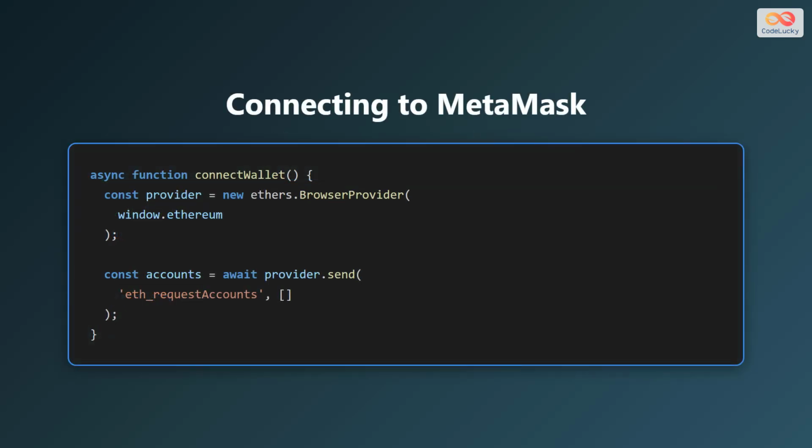Connecting to a user's wallet is the first step in any DApp interaction. Here's how to connect to MetaMask, the most widely used browser wallet. Create an async function called connectWallet. Inside, instantiate a new ethers.BrowserProvider, passing in window.ethereum, which is the MetaMask provider injected into the browser. Then, request account access by calling provider.send with the method eth_requestAccounts and an empty array as parameters. This will prompt the user to approve the connection, and upon approval, you'll receive access to their wallet accounts. This connection is essential for any subsequent blockchain interactions.